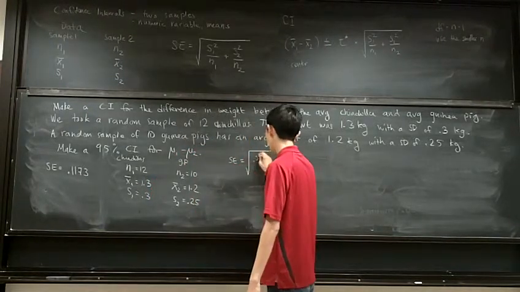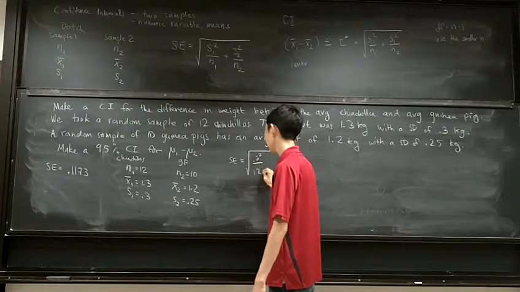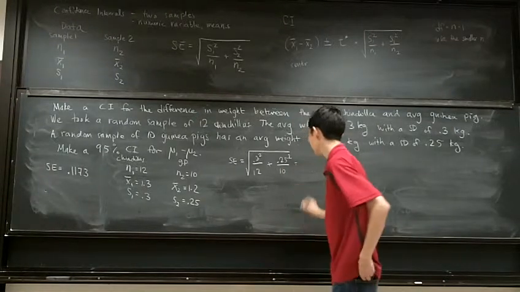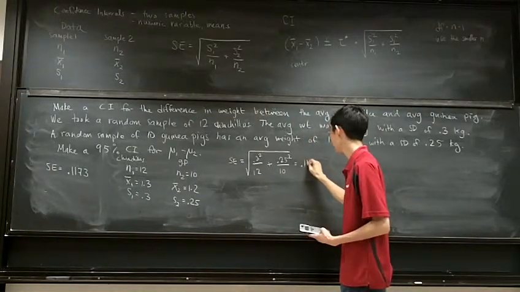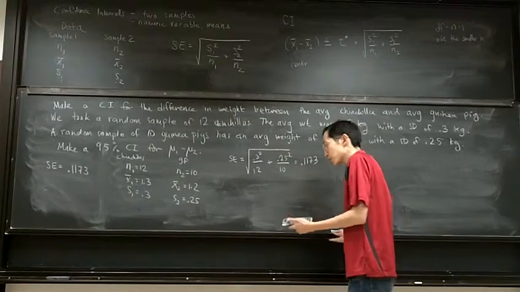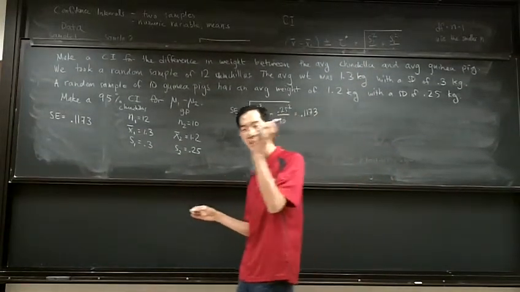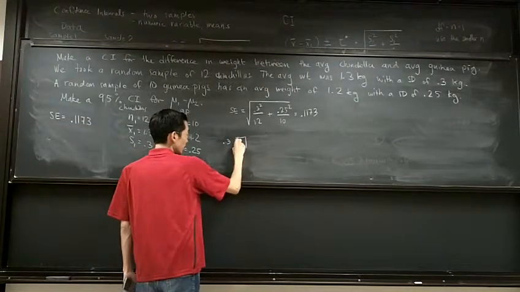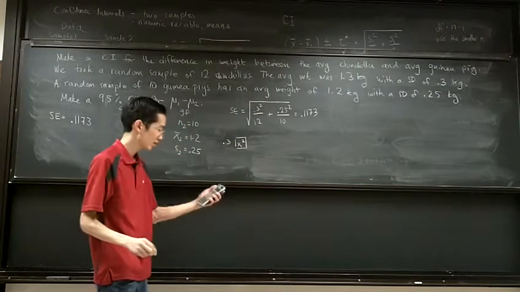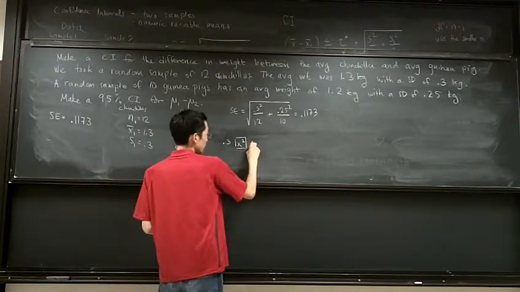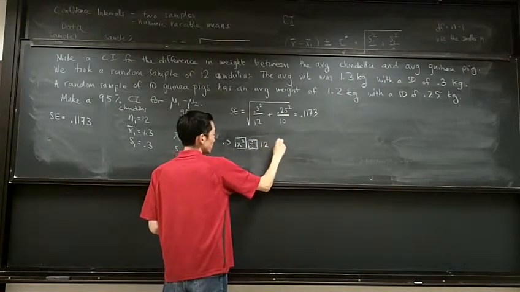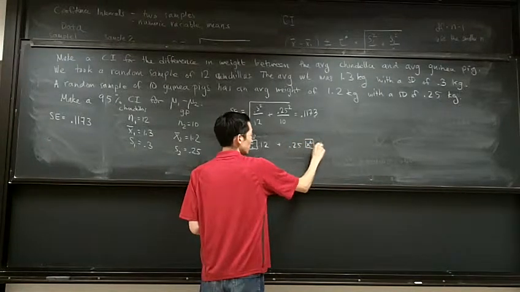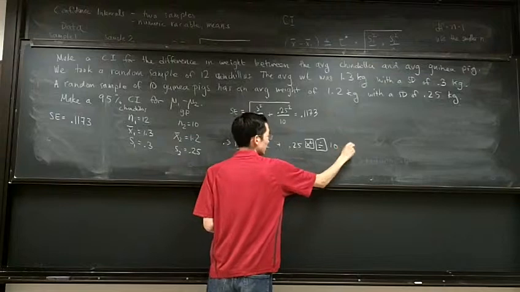It's going to be 0.3 squared over 12 plus 0.25 squared over 10. Okay, so when you do this, you should get 0.1173. Some of you are asking, how do I do this on the calculator? Assuming you've got at least a scientific calculator, the buttons you should push are 0.3, and then the square button, the x2 button. Then you hit the divide key, enter 12, and then hit plus, and then do 0.25, square button, divide key, 10, and then hit equals.